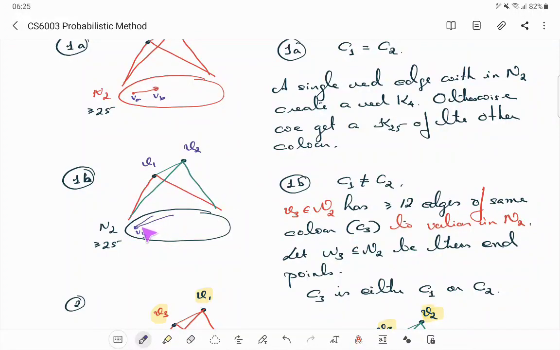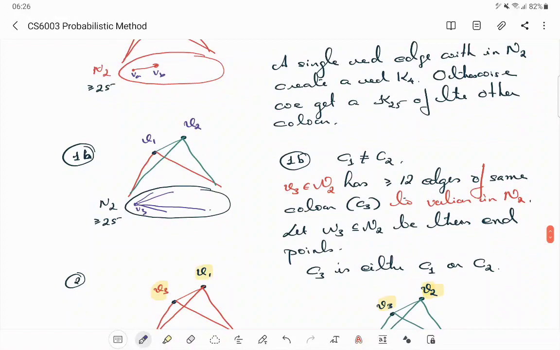So now you focus your attention on the edges from V3 to the rest of N2. Since N2 has 25 vertices and V3 is one of them, there are 24 such edges. By the pigeonhole principle, at least 12 of them have the same color. Now again, once you see they are of the same color, you have to analyze both cases. Case 1 is when they are all of color red. Case 2 is when this dominant color is green. But in both cases, it's not very different now.